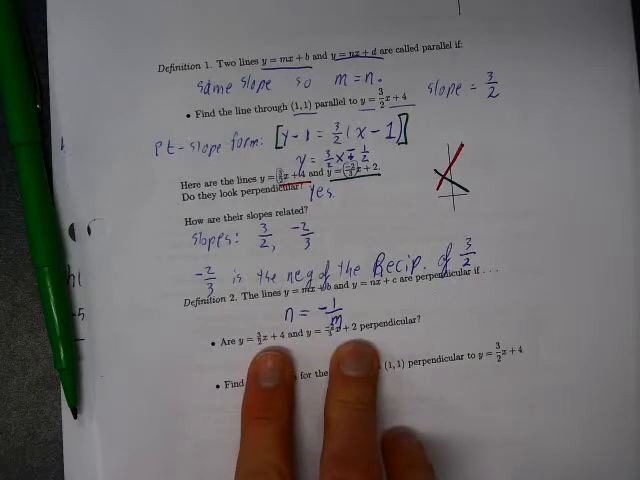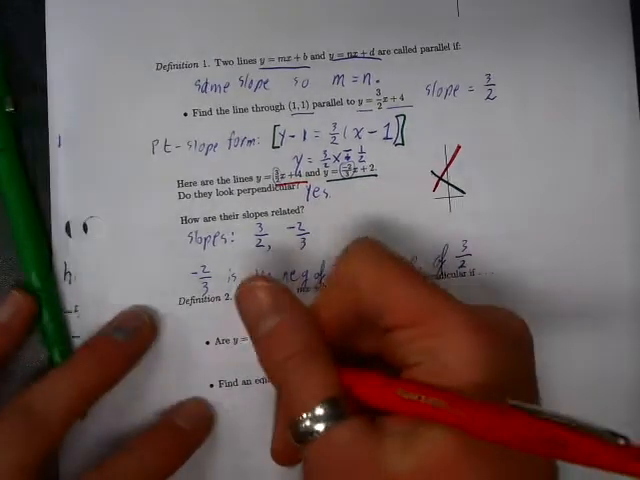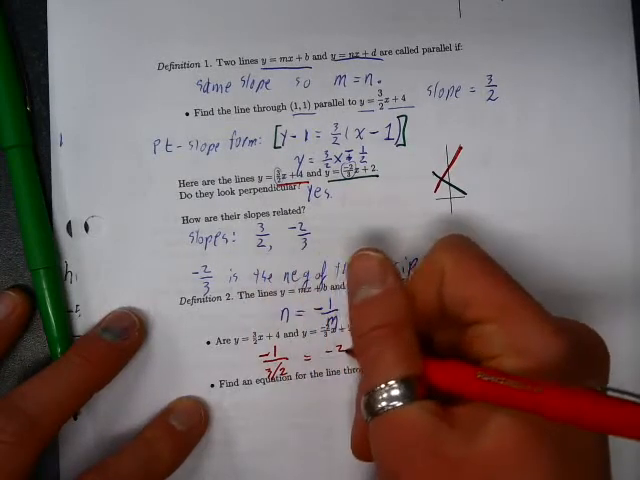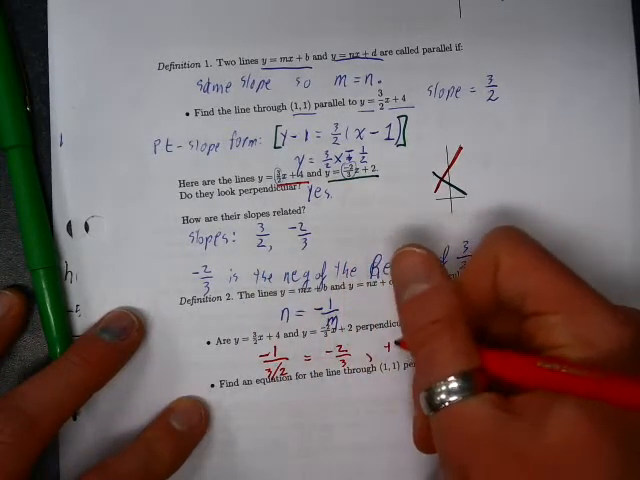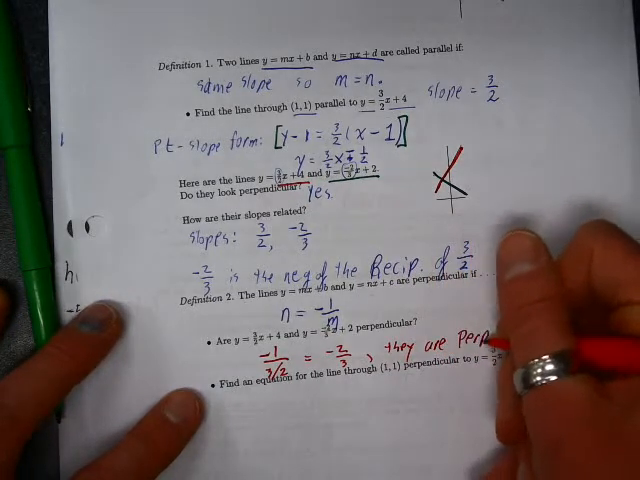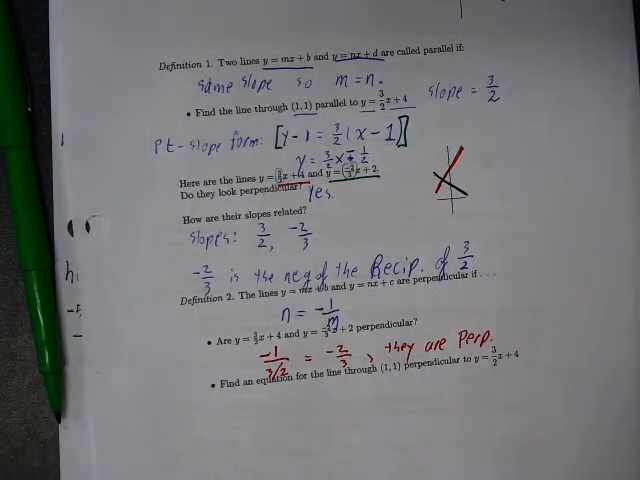Are these two perpendicular? Yeah, they are. Negative 1 over 3 halves is indeed negative 2 thirds. So this result does indeed claim that these lines are perpendicular to each other, which we saw they were in the picture.